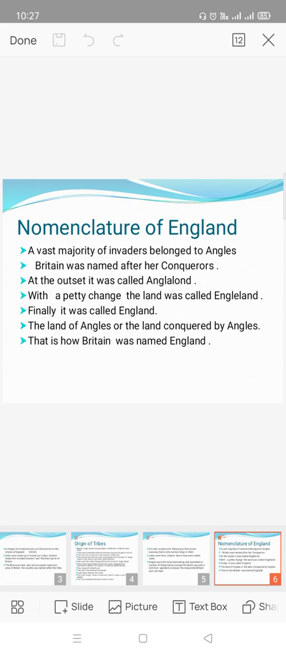With a petty change, the land was called England. This is the transformation with the passage of time. Earlier, it was called Angleland, the land of the Angles, and finally it was called England, the land of those people, the Angles. The land conquered by the Angles. This is how Britain was named England. So we got an idea how Britain was named, and then how Britain was renamed England.